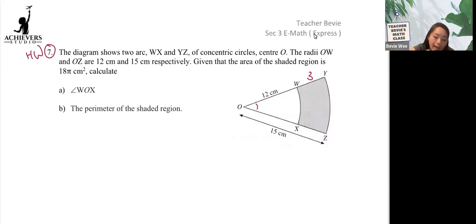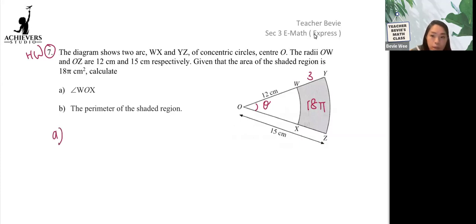Okay, I want angle WOX here. What should I do? Concentric circles doesn't matter. The radii OW, OZ are 12 and 15 respectively. Given that the area of the shaded region is 18 pi, I want to calculate WOX. So the area of the shaded is what? Big minus small. I don't have that angle, so I will just name it theta. That angle is shared by the small sector and also by the big sector, so it's the same theta.